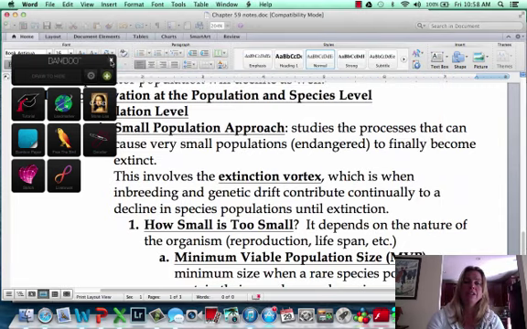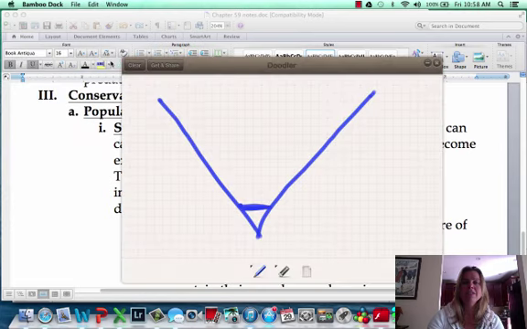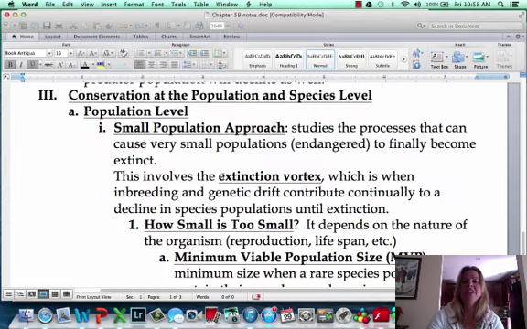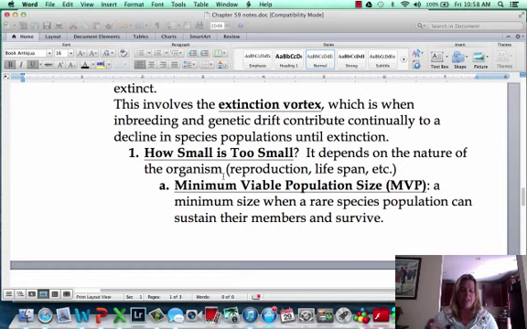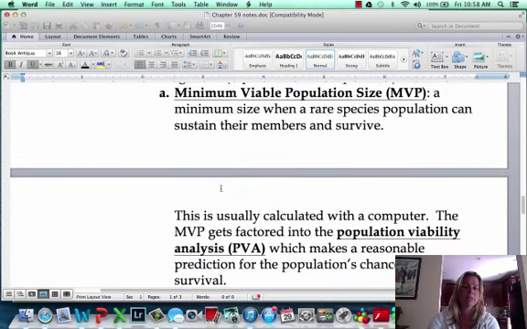So the big question is, how small is too small? Well, obviously there isn't some magic number. It depends on if they're K or R selected, how they reproduce, how long they live, all of that kind of stuff. So one thing that you can calculate if you know enough about the species is something called the MVP, which is the minimum viable population size. So that's the minimum size just above that extinction vortex where the population can replenish itself if we do the right measures.